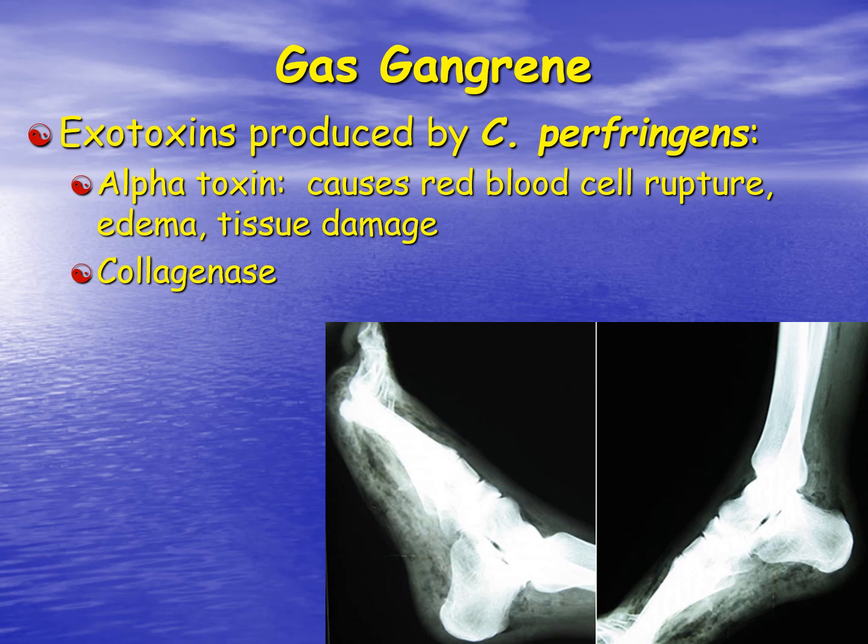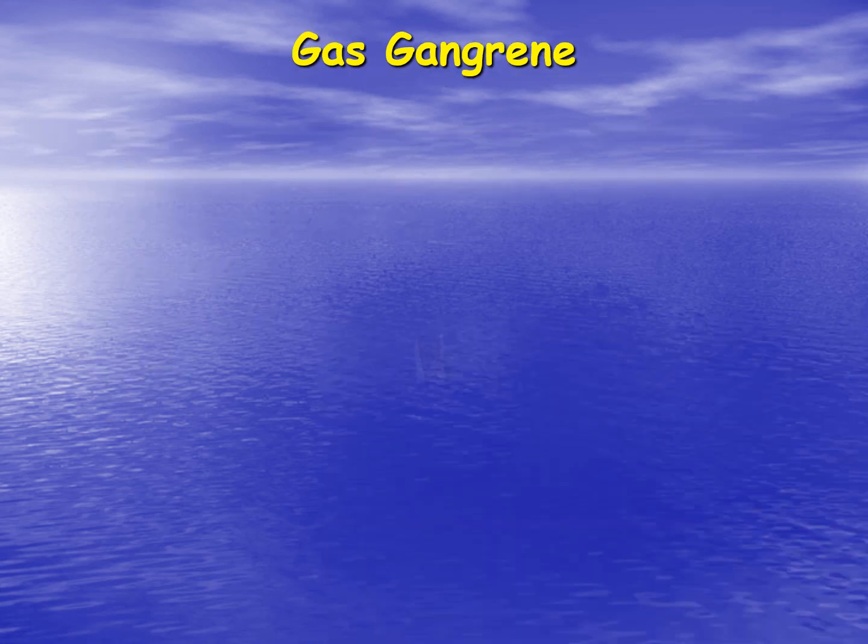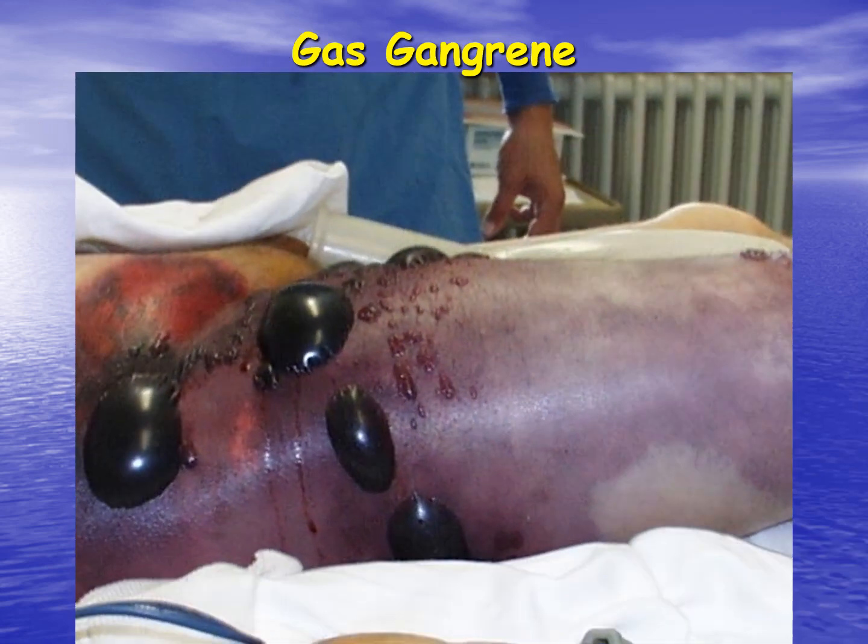Another exotoxin is collagenase that breaks down collagen, hyaluronidase, and even DNase. And this is actually large pockets of this gaseous substance and then smaller lesions with the gas of gas gangrene.